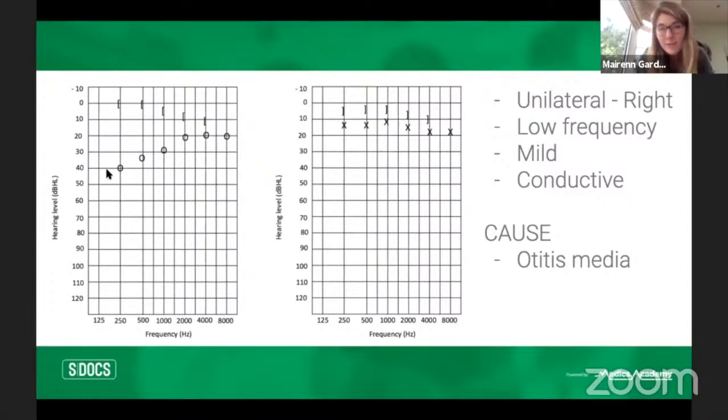This audiogram here would likely be caused by something such as otitis media. It's low frequency, mild hearing loss, and it's conductive.